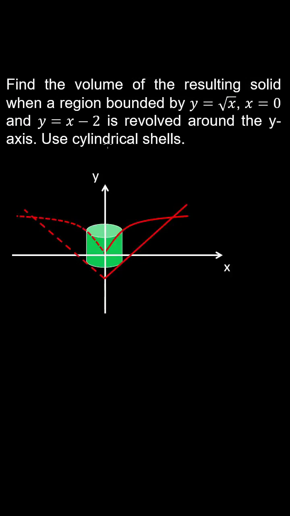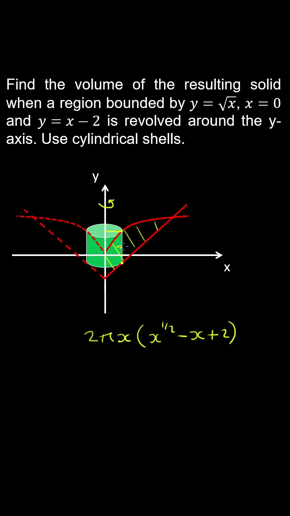Let's find the volume of the resulting solid when this region over here is revolved around the y-axis. And we're asked to use cylindrical shells. So the area of this hollow cylindrical shell is 2 pi multiplied by the radius, which is x, and then multiplied by the height of the cylinder. So that would be y is equal to x to the 1/2, and then minus this y value over here, which is x minus 2. So minus x minus 2 is minus x plus 2.